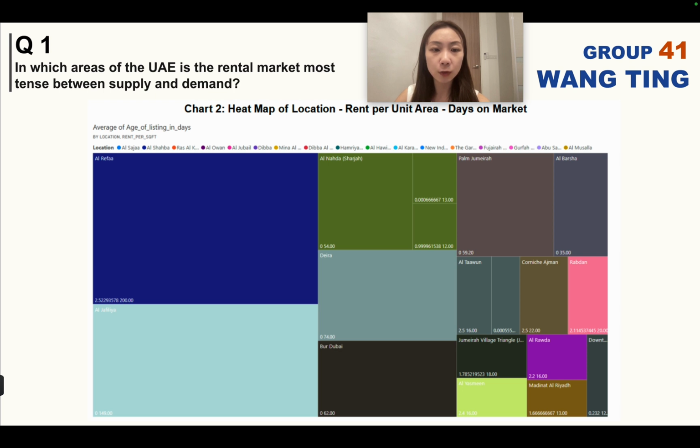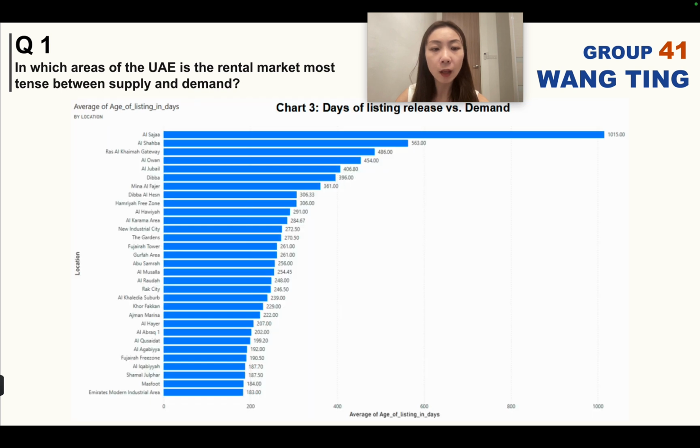This graph shows the relationship between rent per square meter and days on the market. If rent per square meter is high and days on the market are short, the rental supply and demand in the area is tight. This chart reflects the circulation of properties in the market. If the circulation days are short, it indicates that supply and demand are tight.